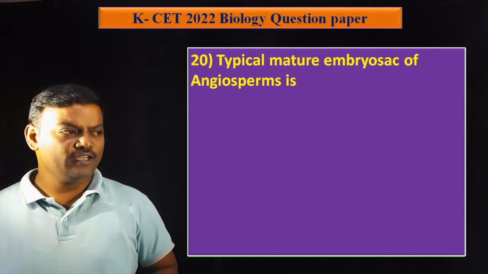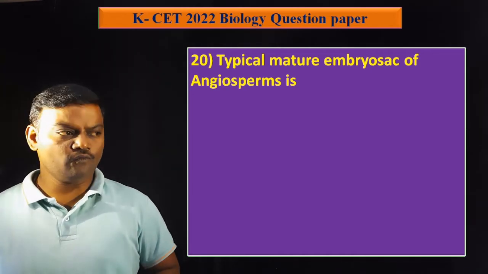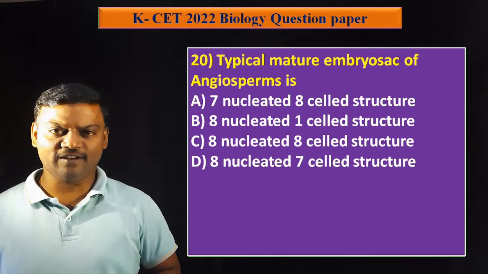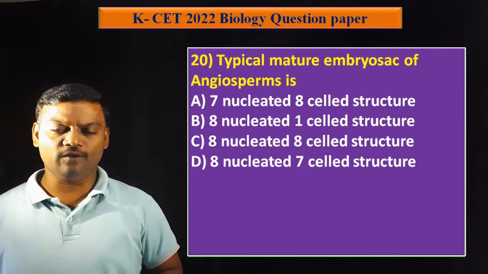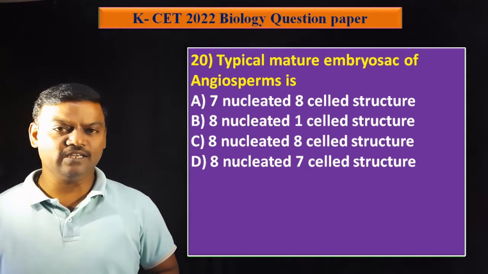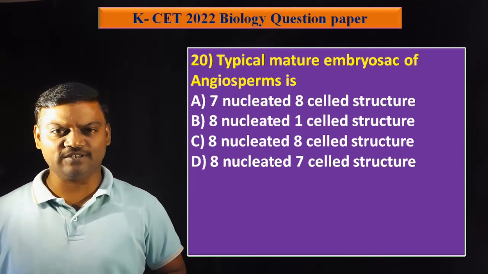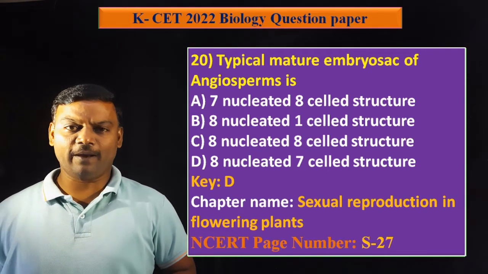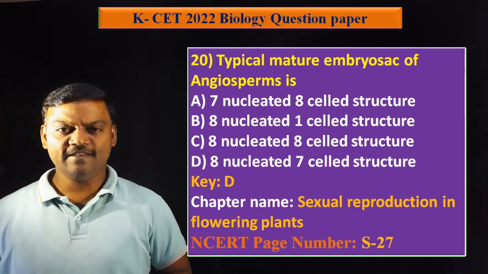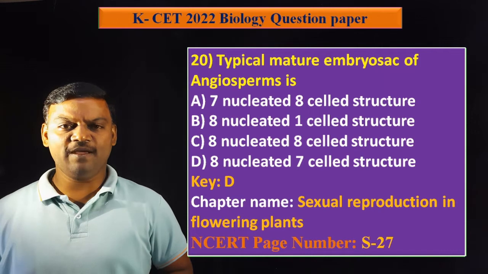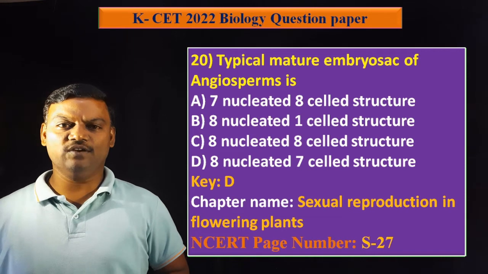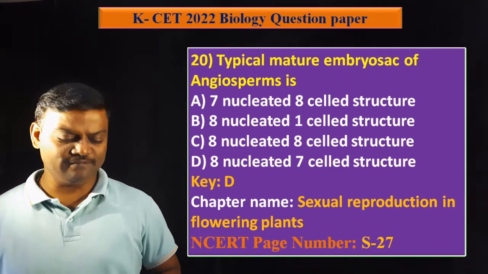Question number 20. A typical mature embryo sac of an angiosperm is option A, 7-nucleated 8-celled structure, option B, 8-nucleated 1-celled structure, option C, 8-nucleated 8-celled structure, option D, 8-nucleated and 7-celled structure. The correct answer is option D. Because in angiospermic plants, the mature embryo sac is a 7-celled and 8-nucleated female gametophyte consisting of the egg cell. It is a question from Sexual Reproduction in Flowering Plants, page number 27.